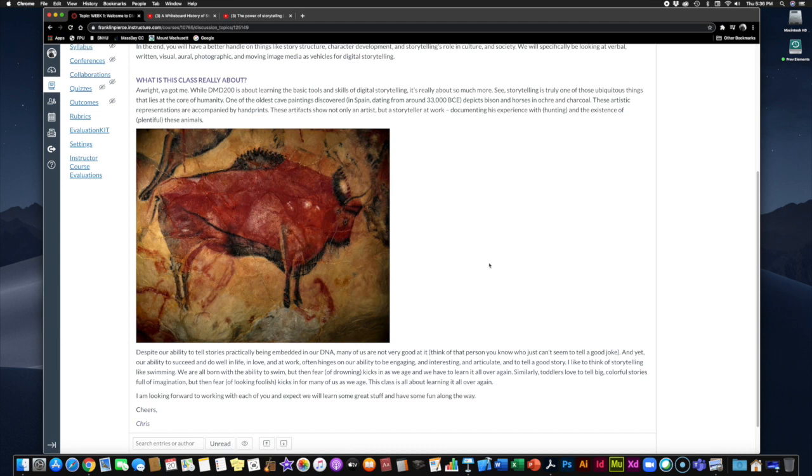Well, similarly, toddlers love to tell big, colorful stories, right? Sit down with any 2 or 3-year-old and they will tell you the most amazing stories about things that have happened to them that day. But then as they get older, they start to have this fear of looking foolish, right? Oh, I don't want to be the center of attention, or I don't want to tell the story badly, or people are laughing at me, not with me. And we've all gone through this. And so think of this class specifically as learning how to tell stories fearlessly all over again.